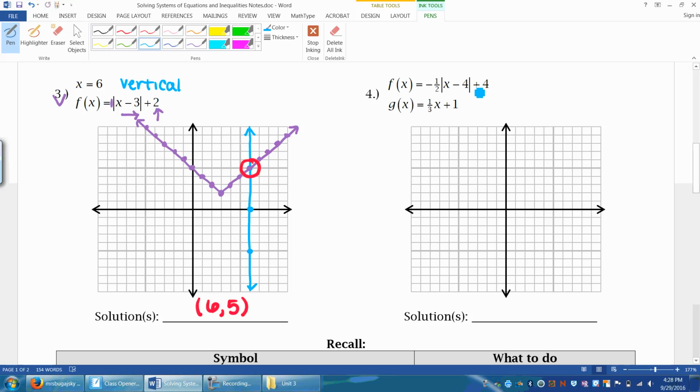This one we're mixing it up a little bit. The V absolute value is on the top. We're going to move right 4 and up 4. The multiplier out in front is negative 1/2, so we go down 1 and to the right 2. On the other side, down 1 to the left 2. It should look like a V. It has the absolute value symbols.